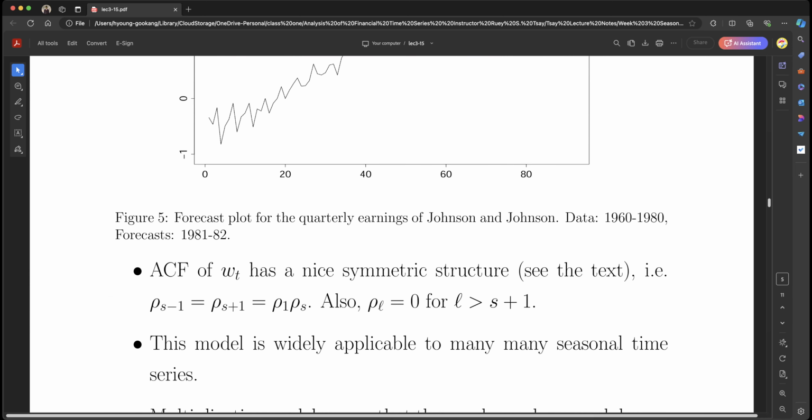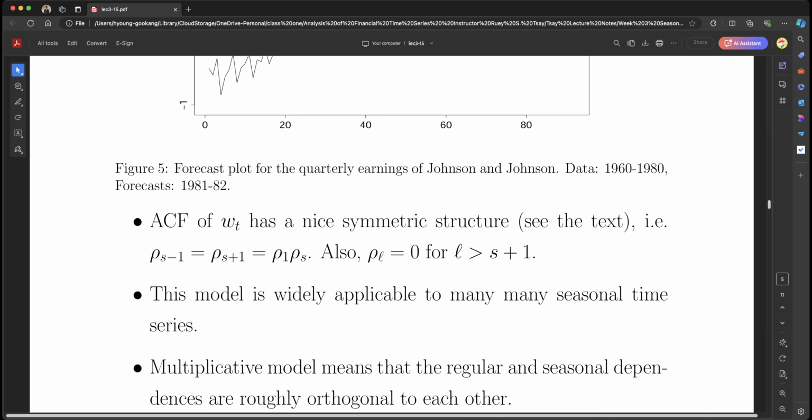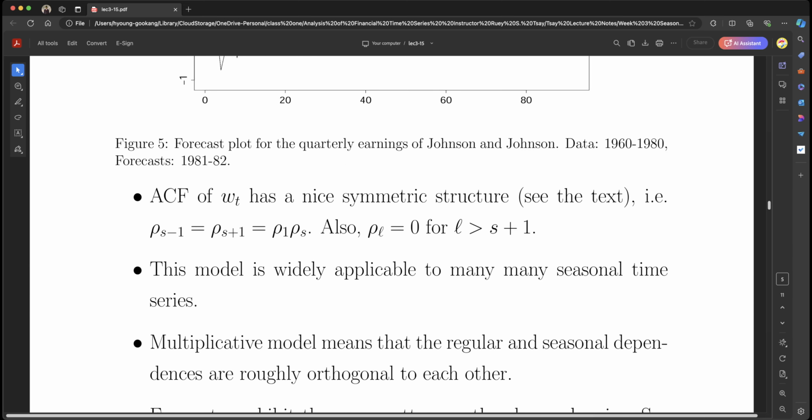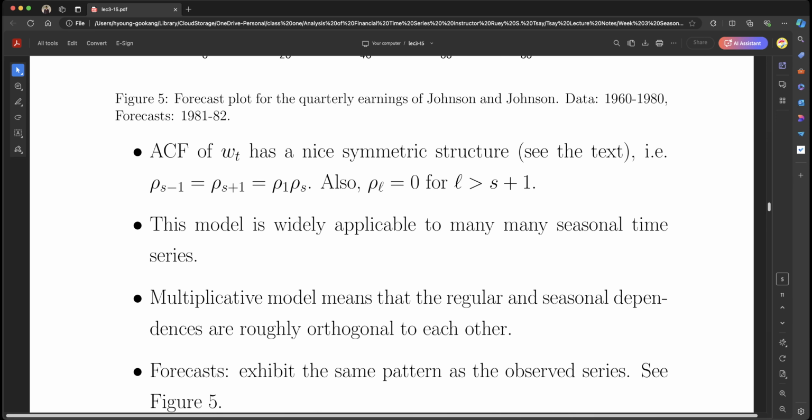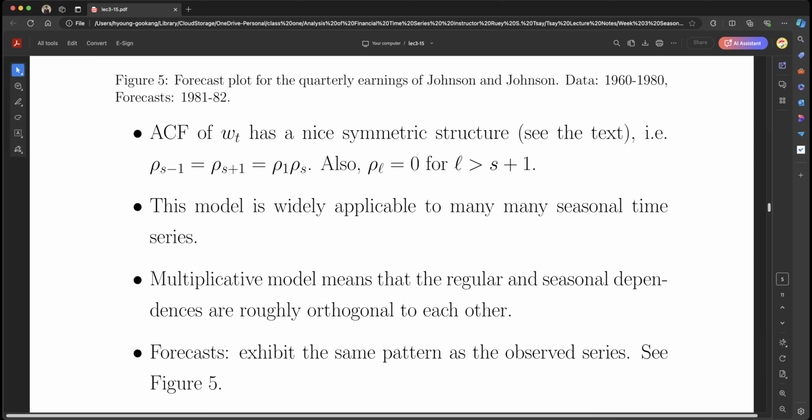Okay. Now the autocorrelation function of W has a nice symmetric structure. So rho S minus 1 and rho S plus 1 are equal to rho 1 times rho S. Also rho L is zero for L greater than S plus 1. We can easily check it. This model is widely applicable to many seasonal time series. Also, the multiplicative model means that the regular and the seasonal dependencies are roughly orthogonal to each other.